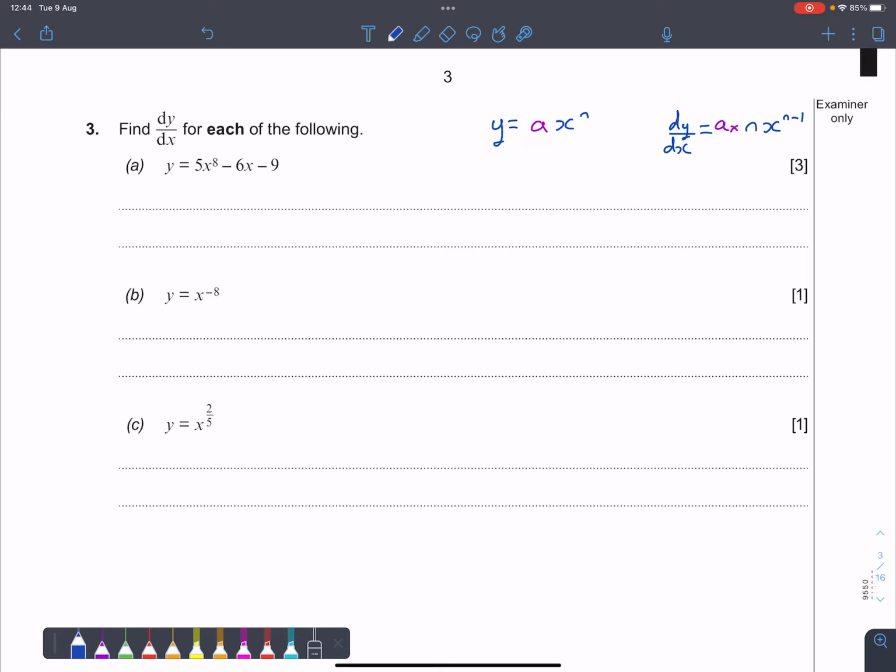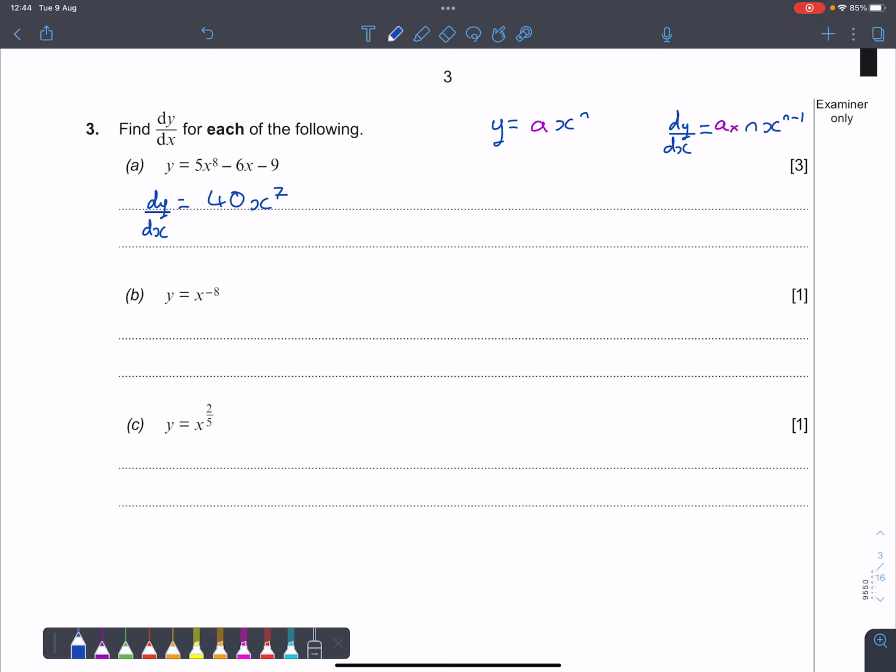So in our first one, dy by dx is going to be, so we have 5x to the 8, so that's 5 times x to the 8. So my derivative is going to be 5 multiplied by the derivative of x to the 8. So that's 5 times 8x to the 7, which is going to be 40x to the 7.